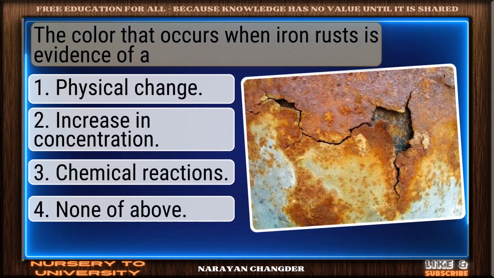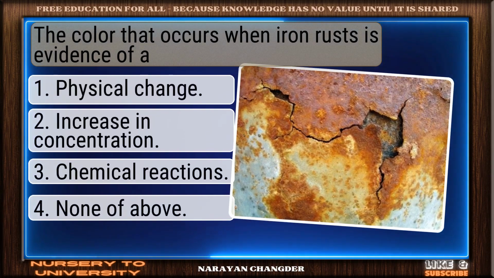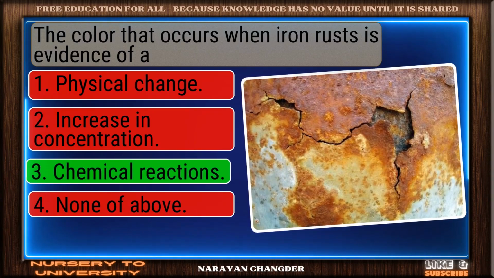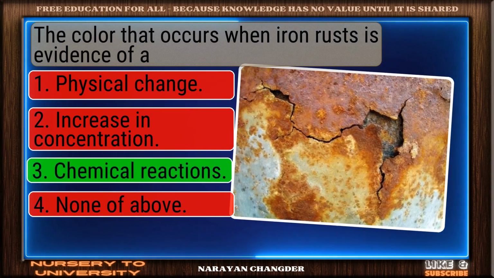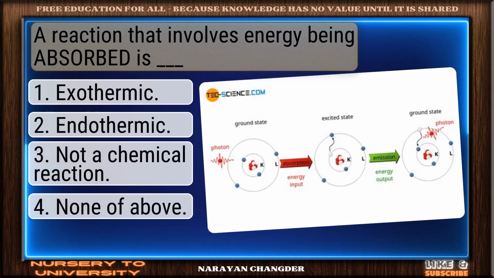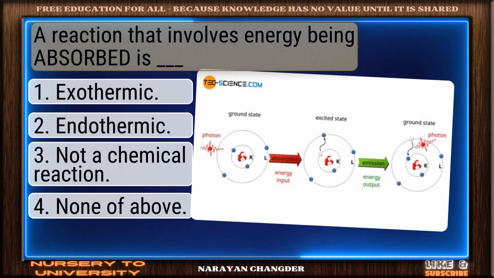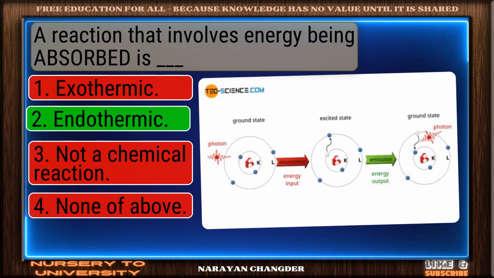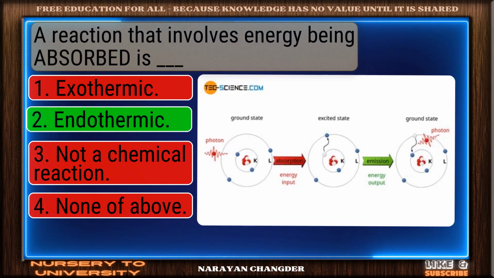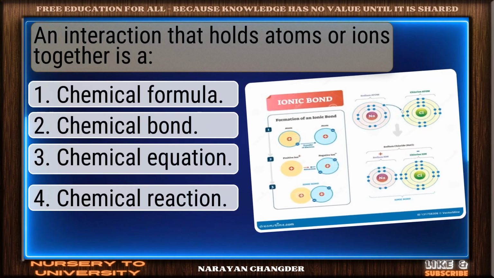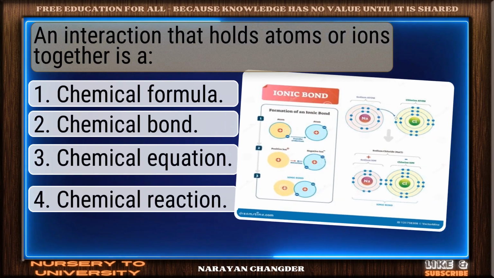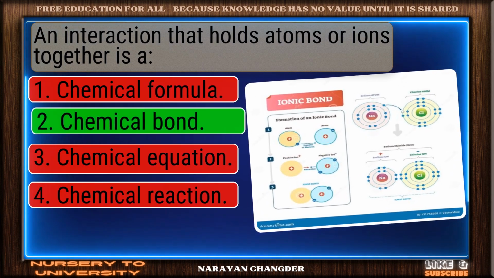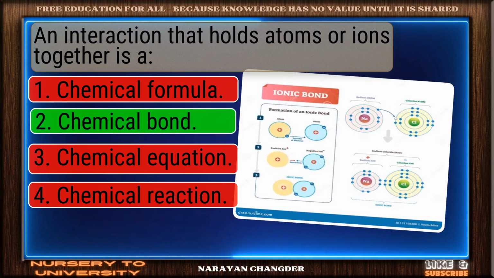The color that occurs when iron rusts is evidence of a. Solid response. Chemical reactions is a valid choice. A reaction that involves energy being absorbed is dash. Bravo! Endothermic is the answer. An interaction that holds atoms or ions together is a... Well reasoned. Chemical bond is the correct choice.